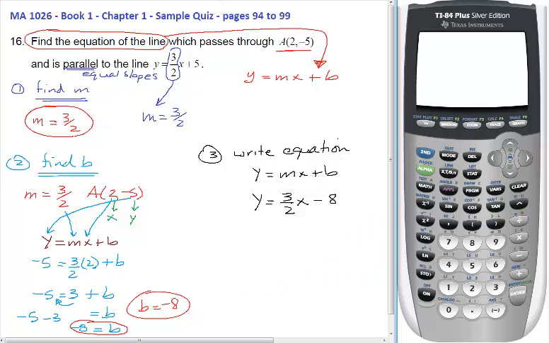Let me put a little box around it. So there's your final answer: y equals 3 over 2x subtract 8, or -8. That's the complete solution to number 16, part of your chapter 1 sample quiz.